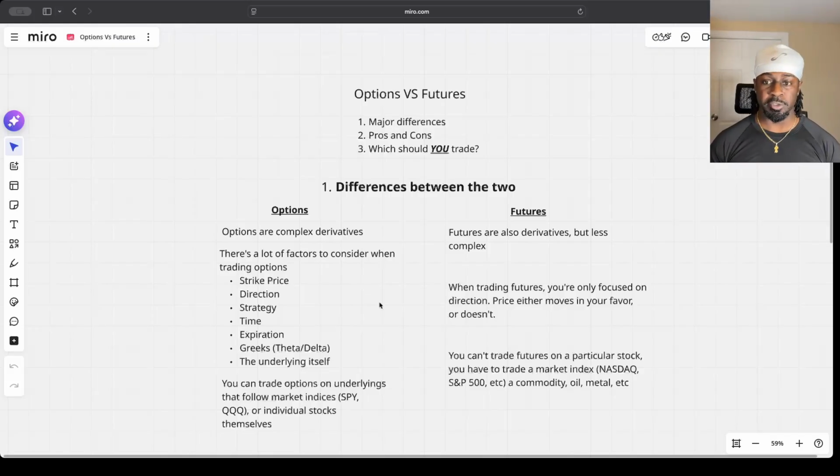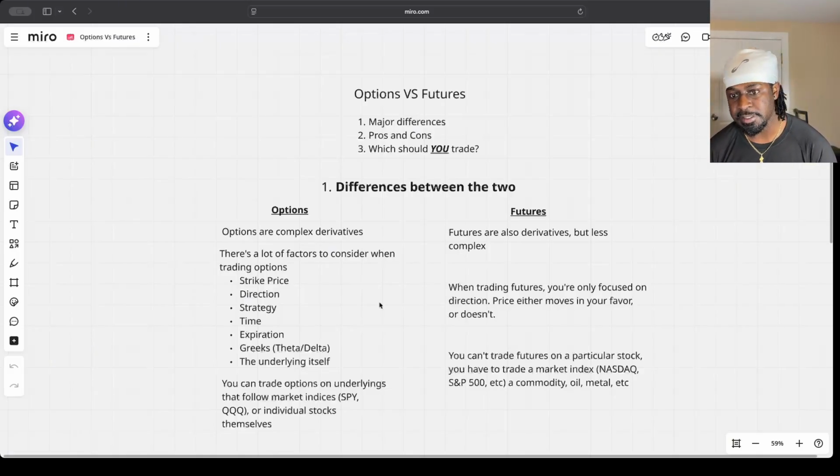Time and expiration is huge. Some strategies do better with less time to expiration. Some strategies do better with more time to expiration. And one thing about options with expiration, if you buy an option and it's not in the money by the time it gets to your expiration, then guess what? Your option is going to expire worthless.